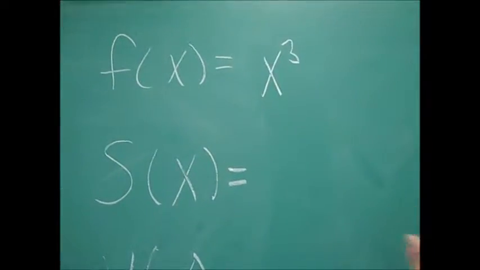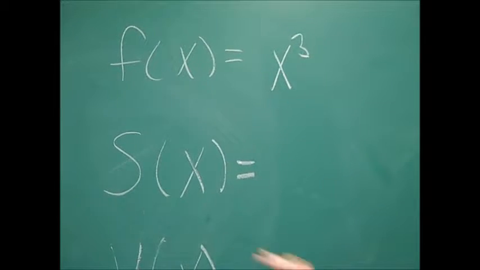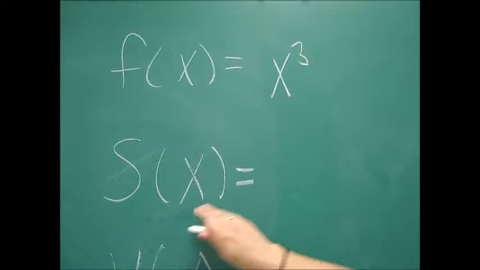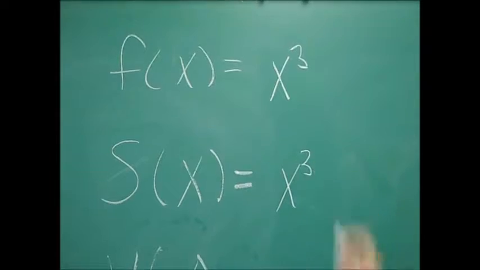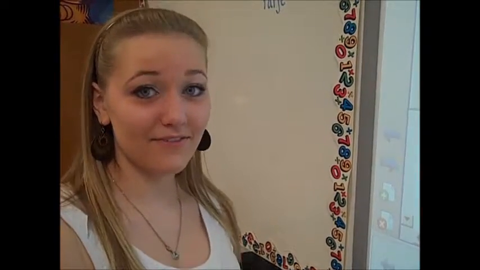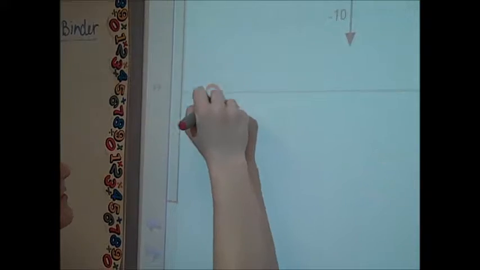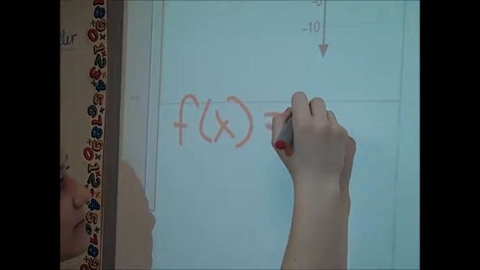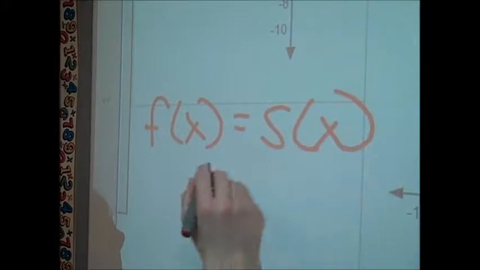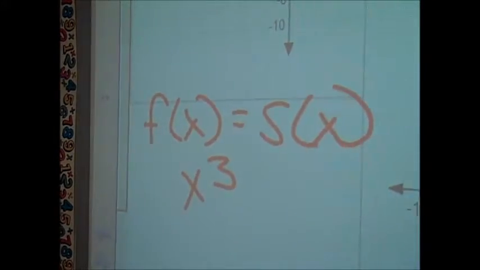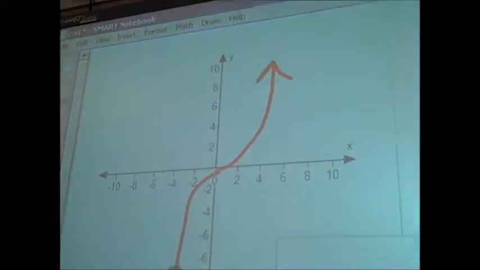Say your equation is f of x equals x cubed. Your s of x, which is your position, will equal x cubed. When applying calc to physics, we see that f of x equals our s of x, which is the position function, which in this case is x cubed. So generally speaking, this graph will look like this.